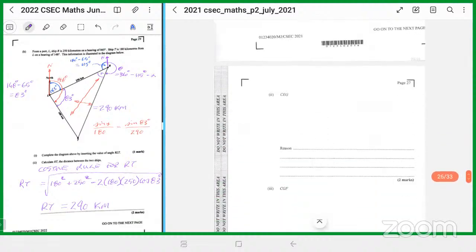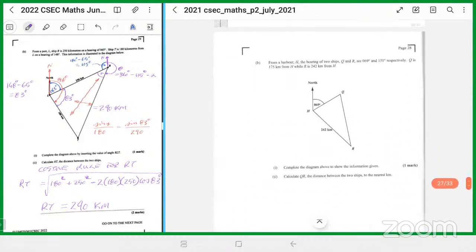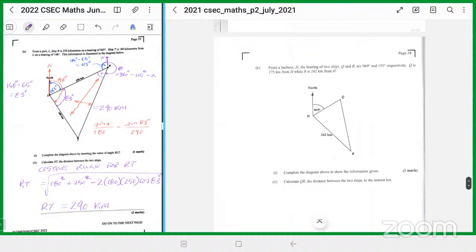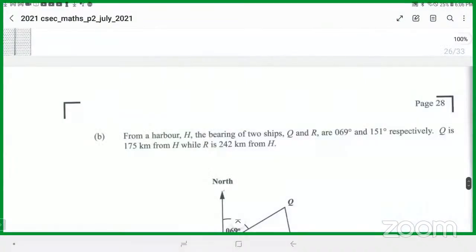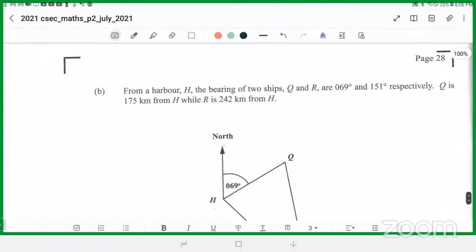All right, so let's look at this one now. What is there? See, it's another bearings question. That's almost all they set, really. 99% of the time, they set a bearings question in section 2. All right, and see again, they're helping you. They're giving you a diagram, so it's much easier when they produce a diagram for you.